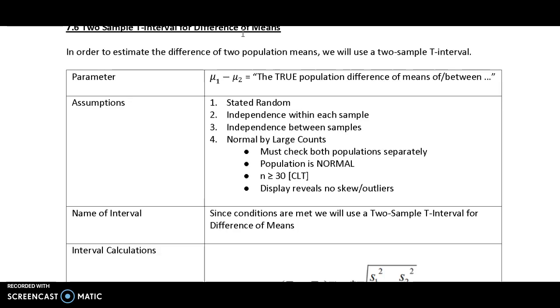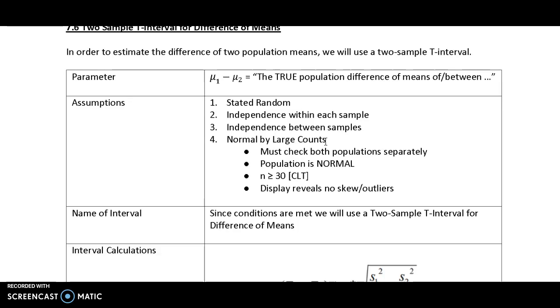And then lastly, we will check our normality condition, and it's not going to be normal by large counts, but instead normal by one of the following three. So we have to check both populations separately, and either both populations are normal, and if that's not the case, then they might have a sufficiently large sample size, which then allows us to use the CLT, or we might have to graph both pieces of sample data so that we can see if there's any evidence of skewness or outliers, so that we have a pretty symmetric distribution.